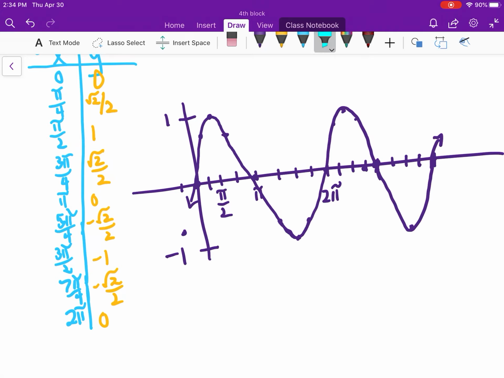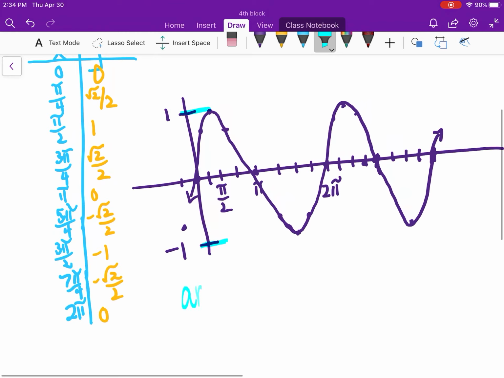Now, a couple of key features about this. First of all, the highest point and the lowest point. Okay. If we split that difference, that has the highest points at 1 and the lowest points at -1. So if we split that difference, that gives me 1. So we're going to say this has an amplitude of 1.